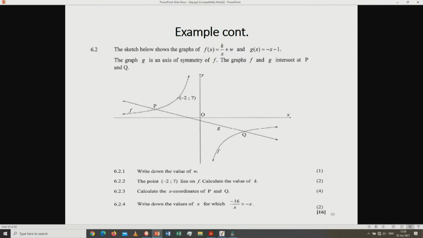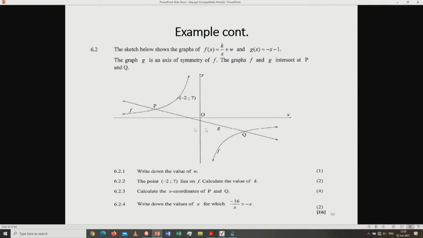Now look at that. We are used to a and q. Can you see now we can use any variable there? We've got k instead of a, and w instead of q. Okay, the graph g is the axis of symmetry of f. You can see this is the axis of symmetry, and it is the decreasing one, right? The graph of f and g intersect at points P and Q.